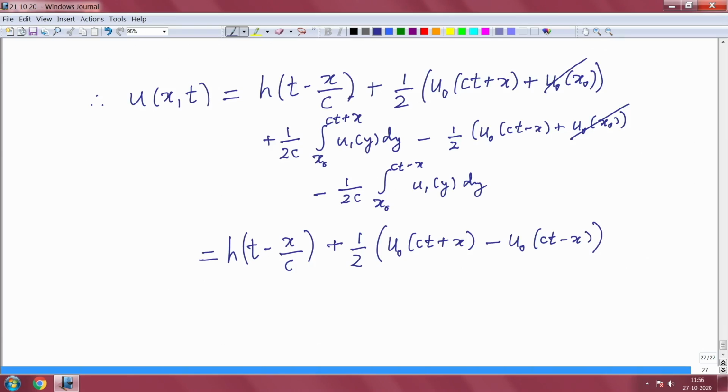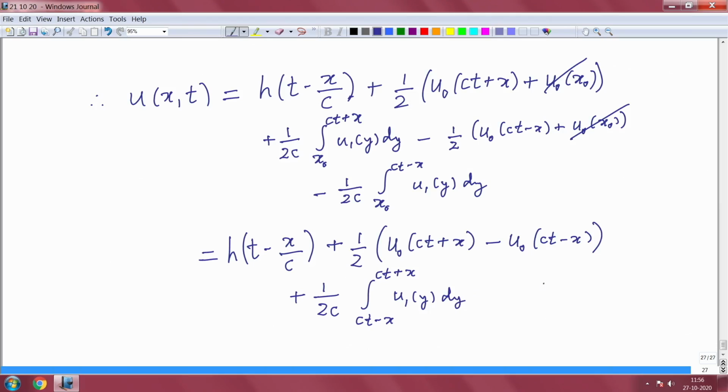And now, we can combine these two integrals. So, this is the integral from x_0 to ct minus x, and this is from x_0 to ct plus x. So, you can write this integral as x_0 to ct minus x and then ct minus x to ct plus x, and one term cancels with this. So, we have just 1 by 2c, the integral from ct minus x to ct plus x of u_1(y) dy.